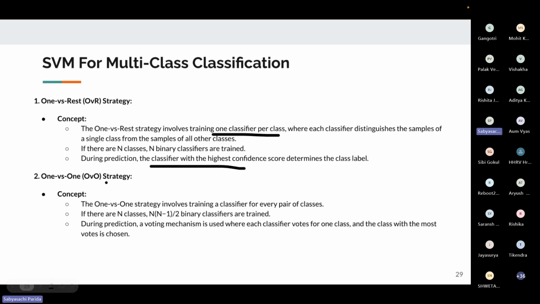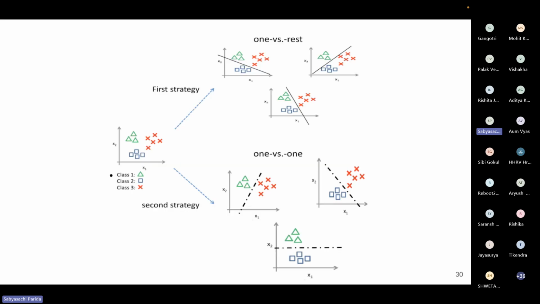And in one versus one, I am trying to build n into n minus 1 by 2 classifiers. Suppose there are three classes, then 3 into 2, 6 by 2, so three binary classifiers I will build. During prediction, I use a voting mechanism. That means I take an aggregate of all those classifiers and say that this belongs to this particular class or not. So this is an example of how I can build a multi-class classification.